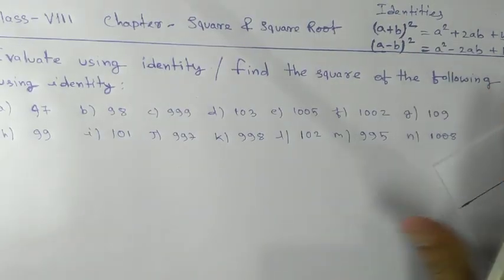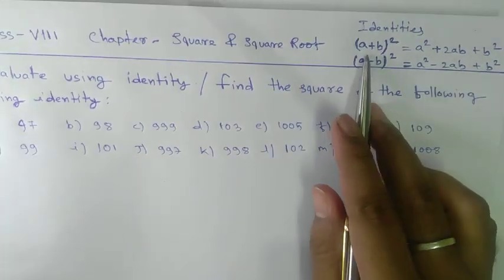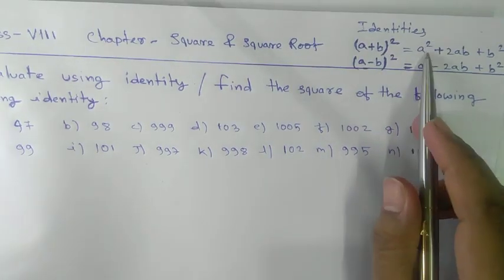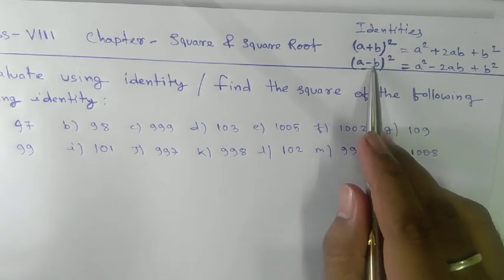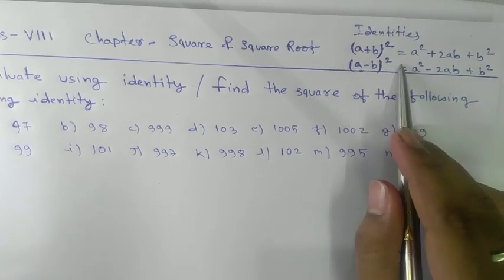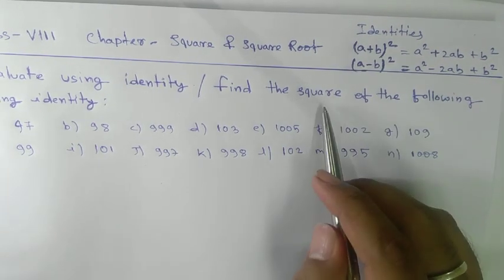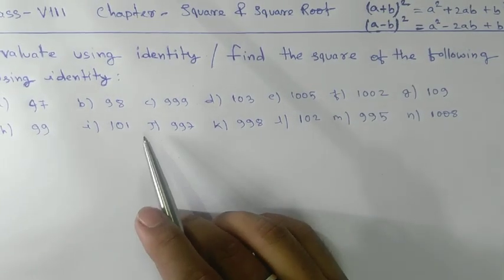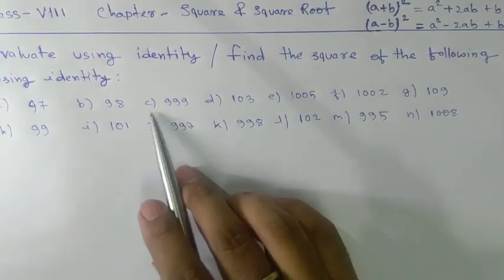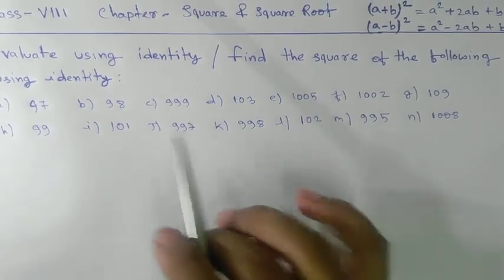And today we are going to use this identity, that is (a plus b) whole square equals a square plus 2ab plus b square, and another one, (a minus b) whole square equals a square minus 2ab plus b square. Okay, so here we have a problem. Now if you look at the problem, I'm going to do two problems, the rest you have to do. So try to understand.